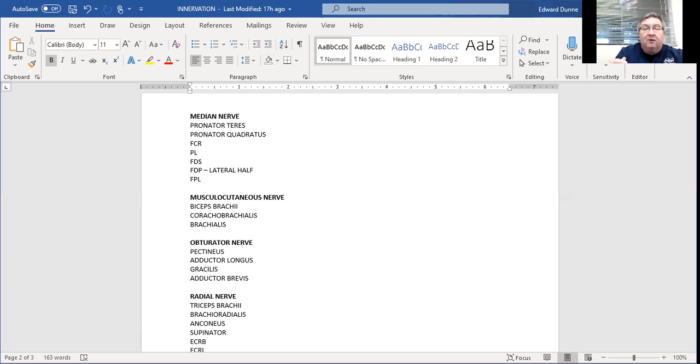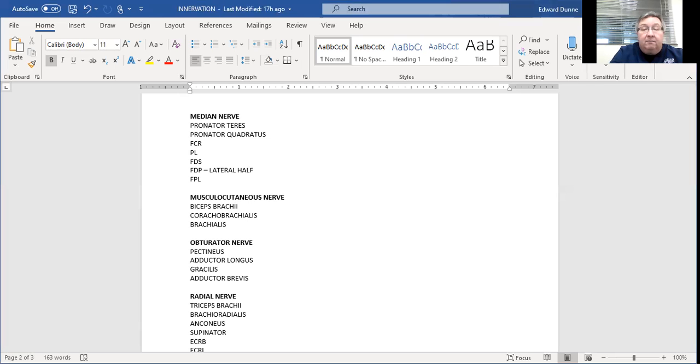Remember, we have three major movers of elbow flexion: the biceps brachii, the brachialis, and the brachioradialis. But God forbid those muscles lose their innervation or become very, very weak. Well, pronator teres can actually be used as an elbow flexor too.